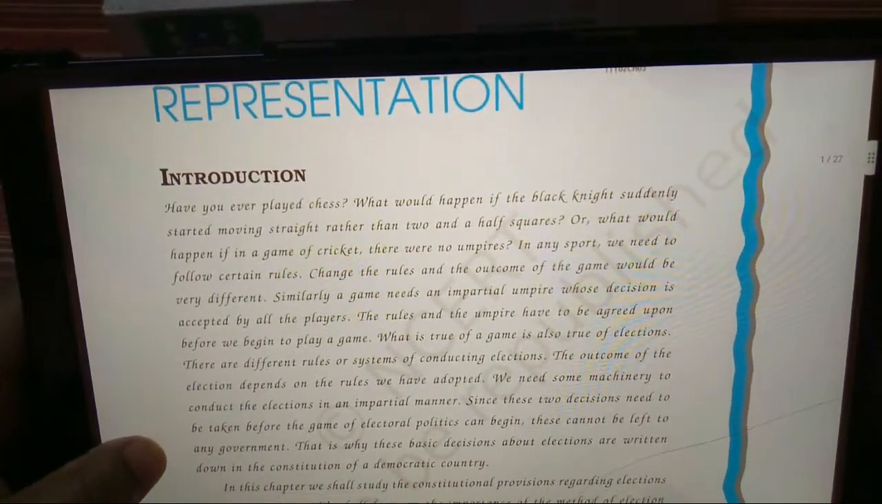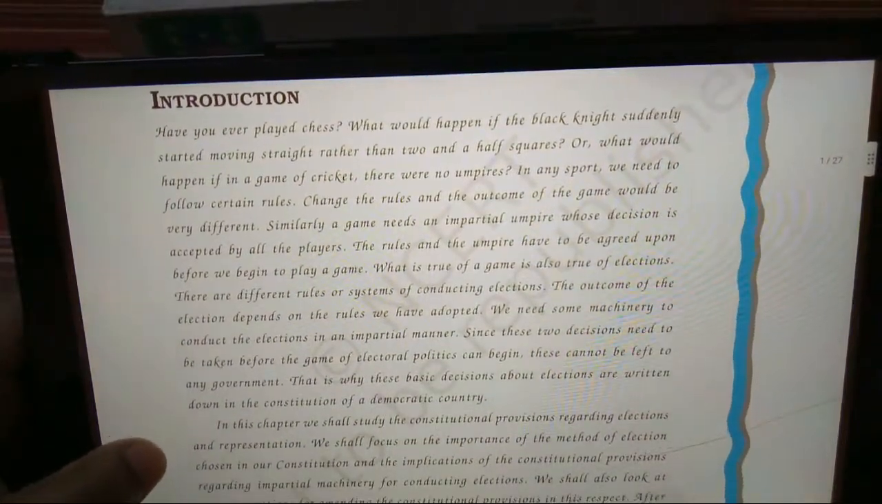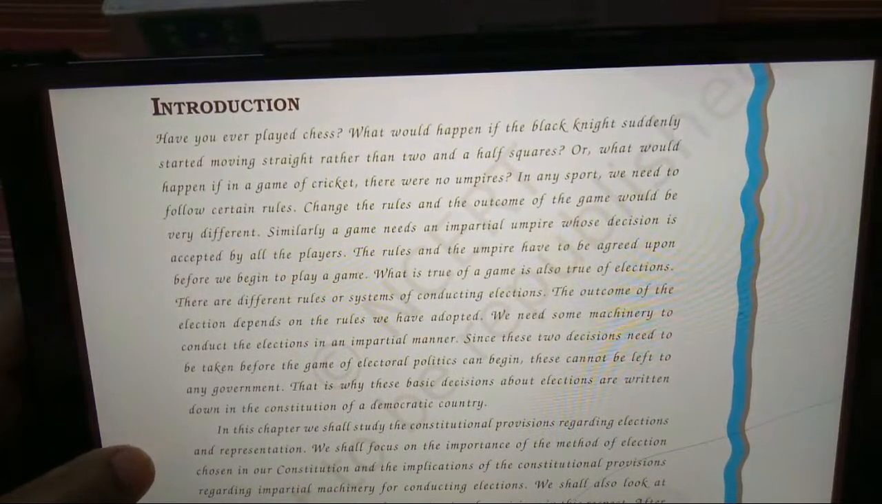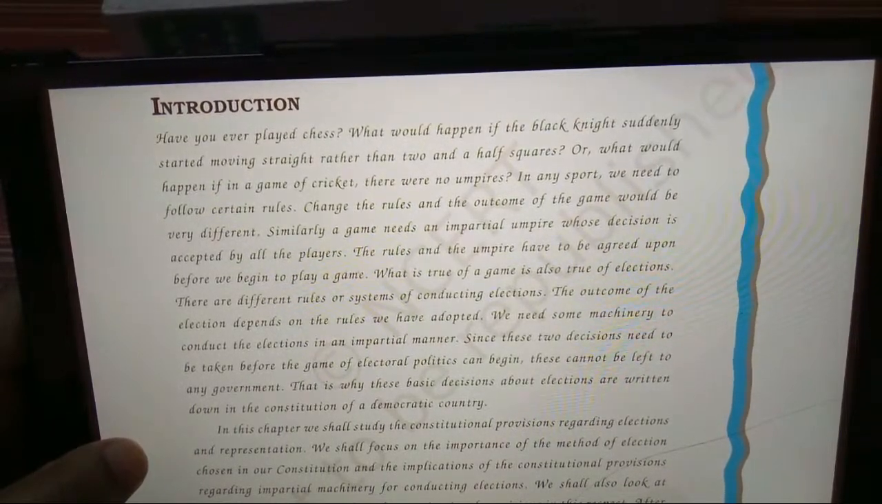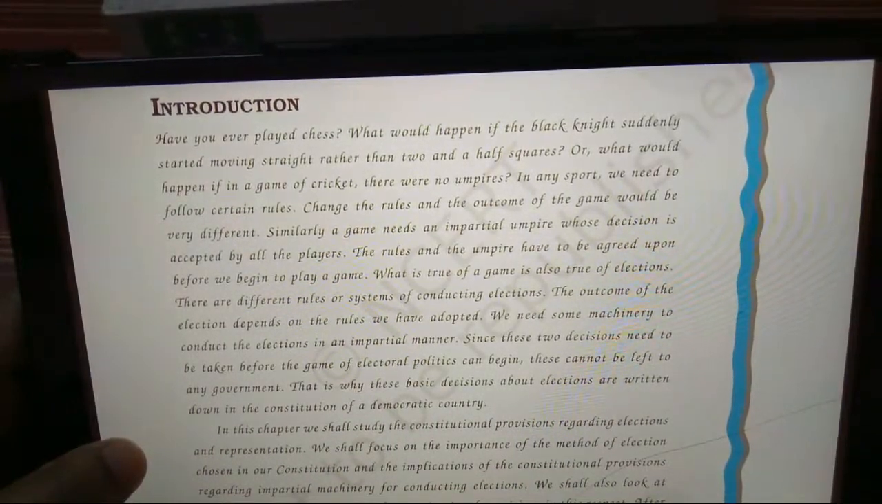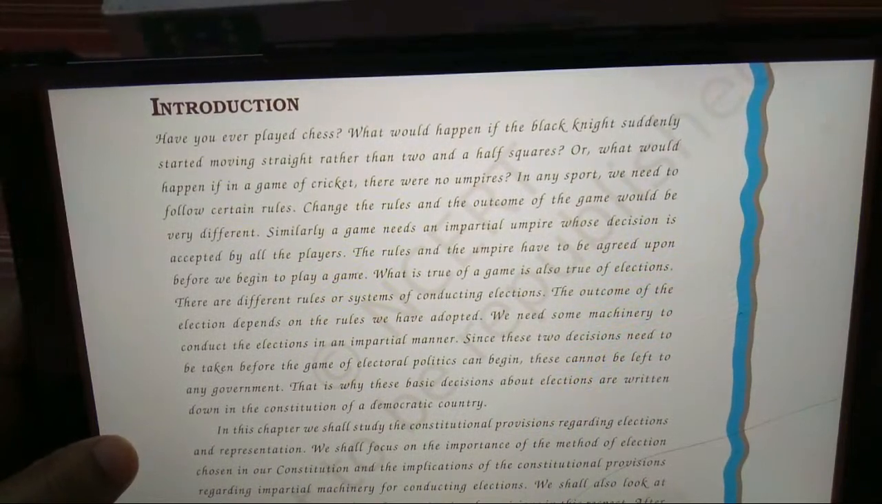Or what would happen if in a game of cricket there were no umpires? In any sport, we need to follow certain rules. Change the rules, and the outcome of the game would be very different. Similarly, a game needs an impartial umpire whose decision is accepted by all the players. The rules and the umpire have to be agreed upon before we begin to play a game.